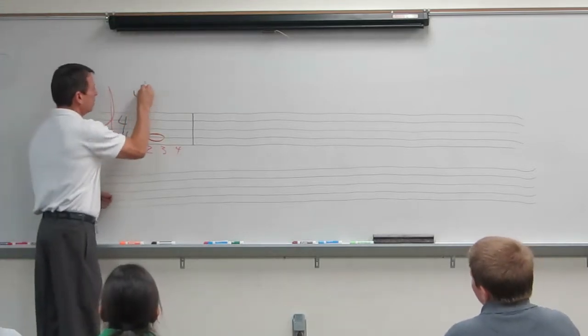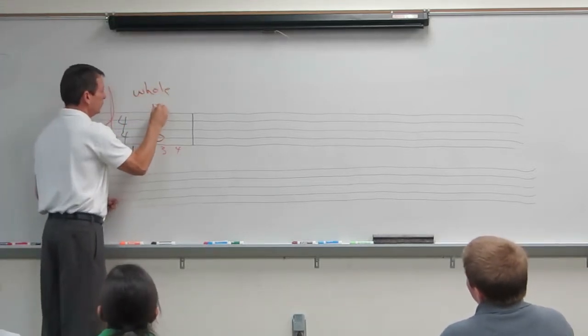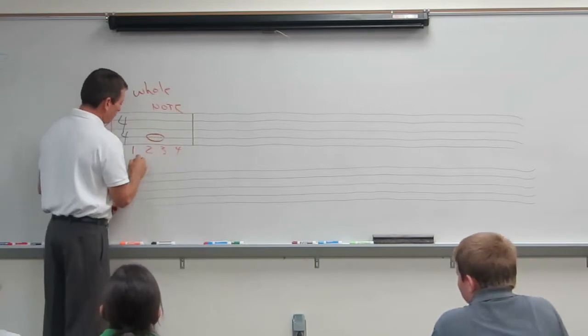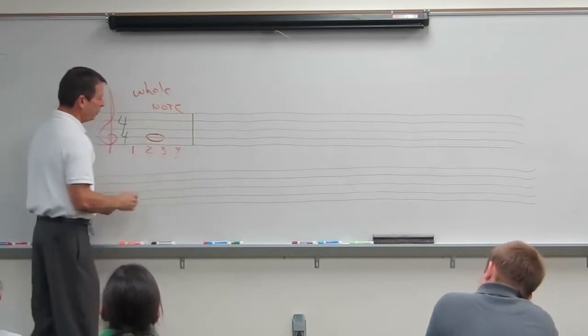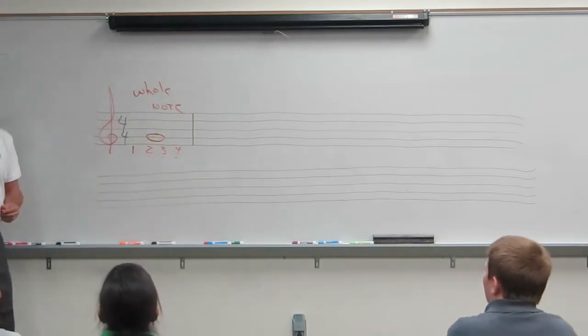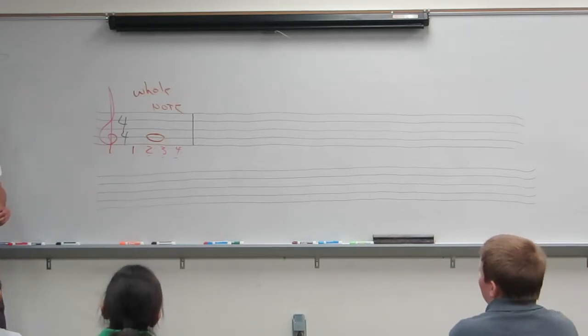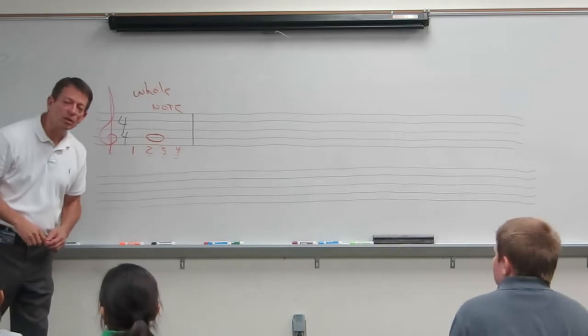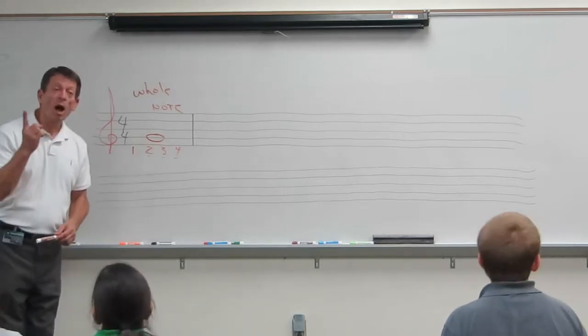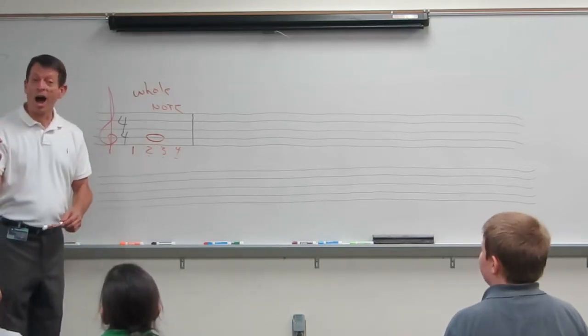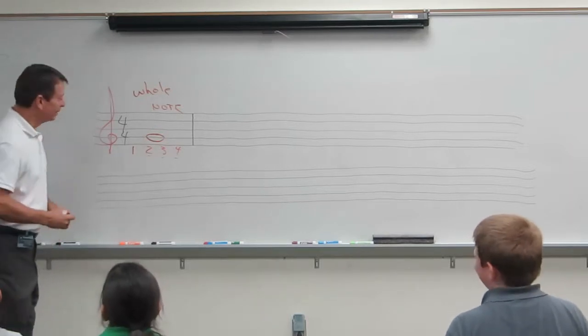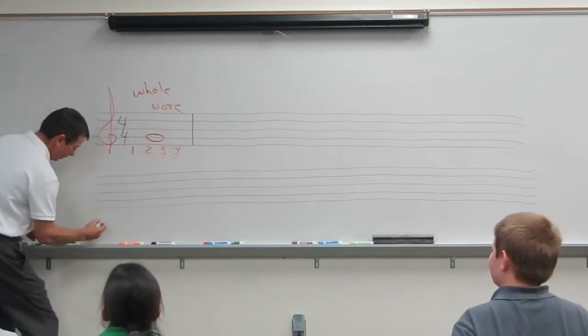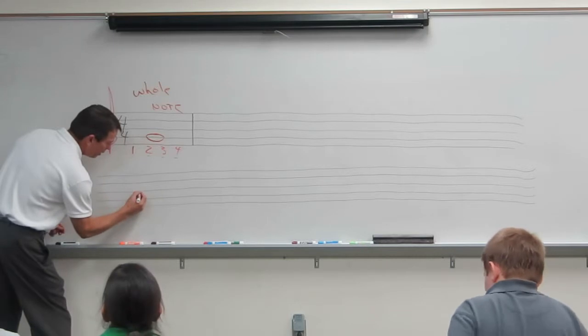This is called a whole note. And it receives 1, 2, 3, 4 beats. All 4 beats in the measure. We can also have 4 beats of silence. And what will a whole rest look like?